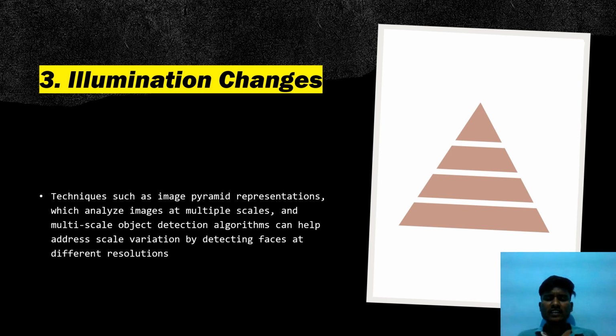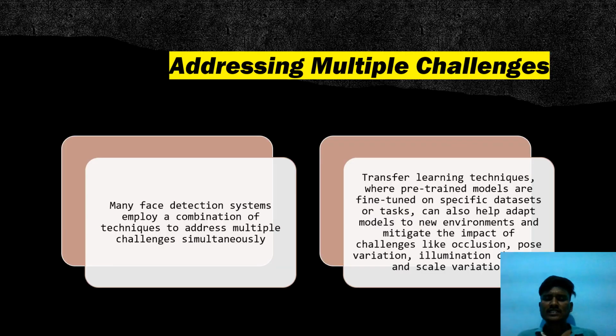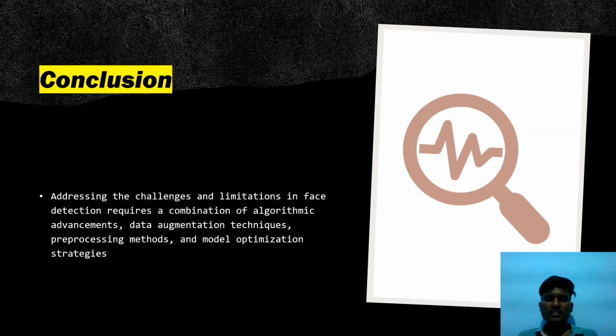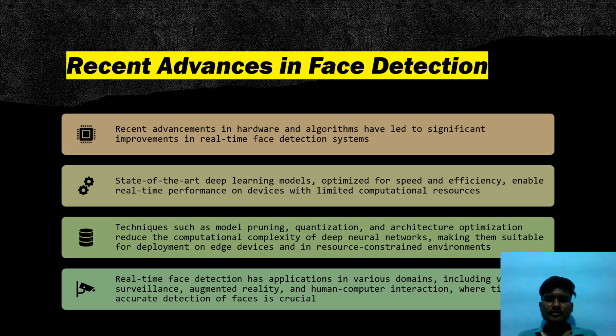Scale variation. Techniques such as image pyramid representation, which analyzes images at multiple scales, and multi-scale object detection algorithms can help address scale variation by detecting faces at different resolutions. Addressing multiple challenges. Conclusion. Addressing the challenges of occlusion and illumination in face detection requires a combination of algorithmic advancement, data augmentation techniques, preprocessing methods, and model optimization strategies.